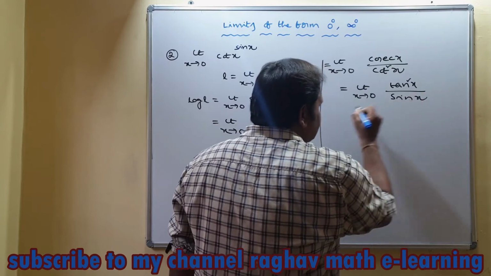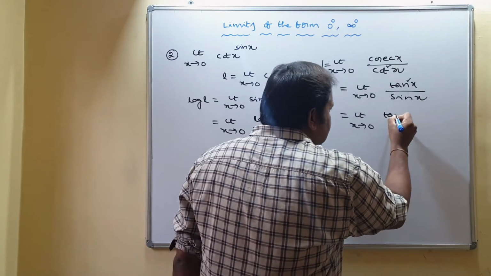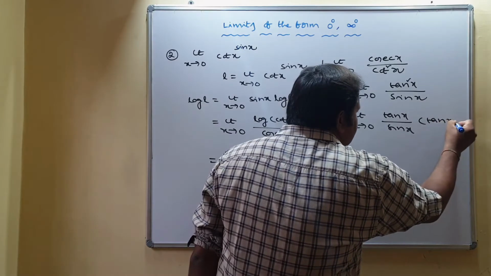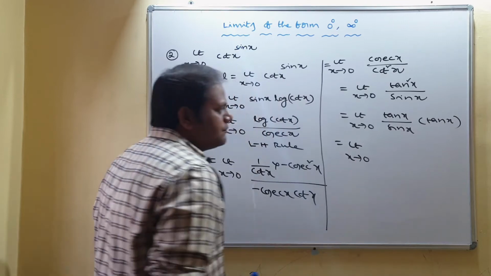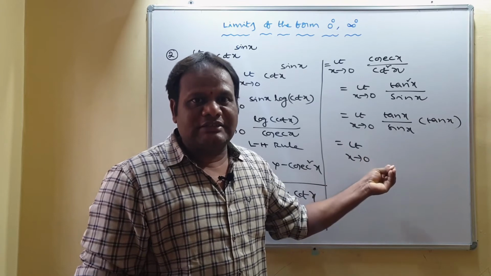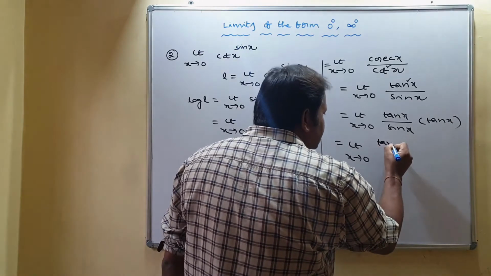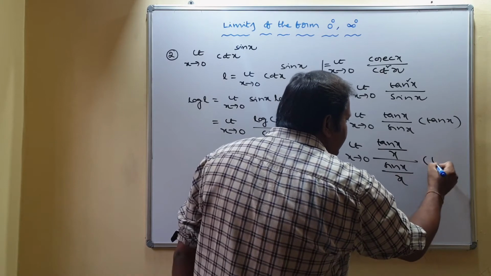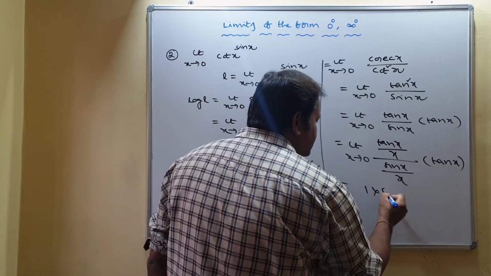So it is sin x. Now you can take limit x tends to 0, tan x by sin x into tan x. So here you can take this as limit x tends to 0. We have a result: limit x tends to 0, tan x by x is 1. Limit x tends to 0, sin x by x is 1. So I can write this as tan x by x by sin x by x into tan x. So this becomes 1 and that is tan 0, 0.